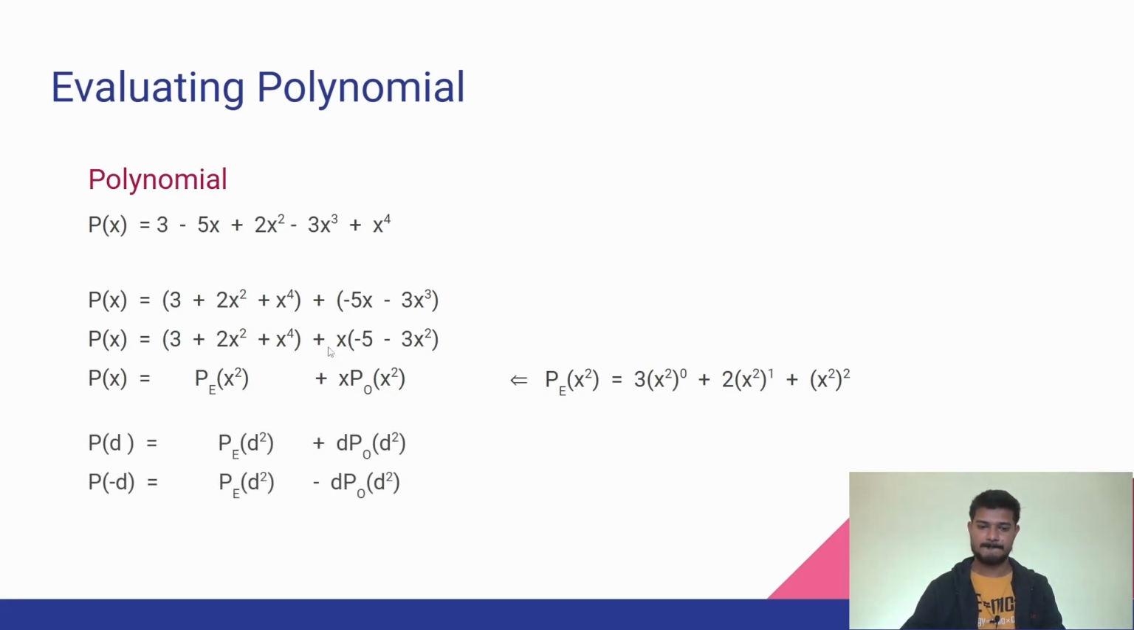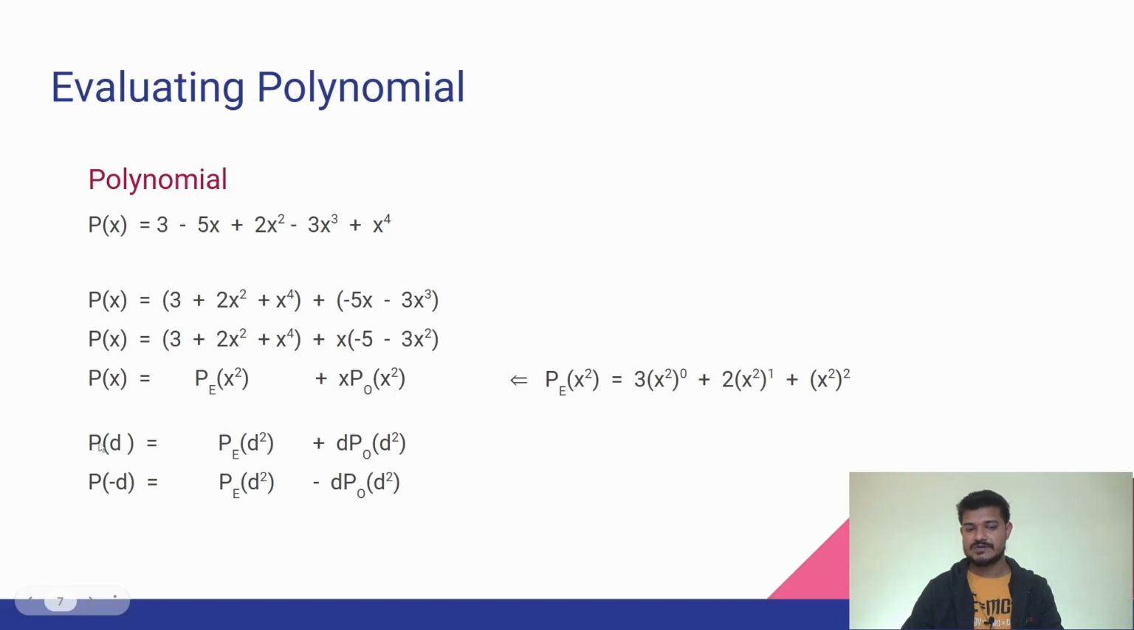After this, once you have evaluated PE and PO, if you want to evaluate the original polynomial on some value, let's say x is equal to d, and you want to evaluate P on d and minus d. If you see, P of d would be PE of d square, because x square, right? Plus d times PO of d square, right? From here, we are getting it, right?